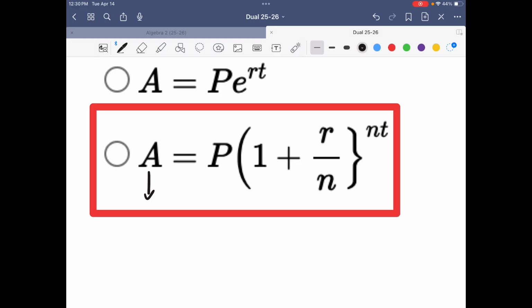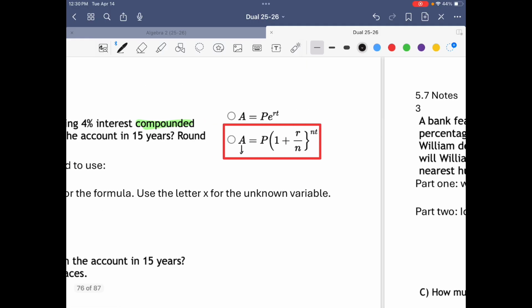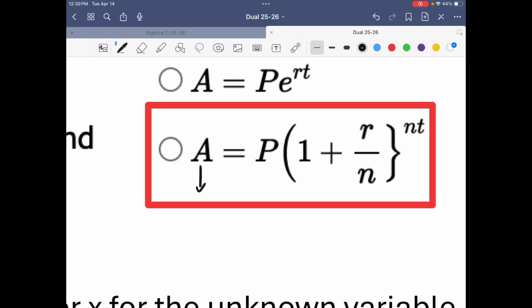how much money you're gonna have in the future, okay? In this question, it would be how much money you're gonna have after 15 years. That's what this question is asking, or that's what A is. A is how much you're gonna have after 15 years. In this question, we don't know what A is. So A is gonna be X, okay?